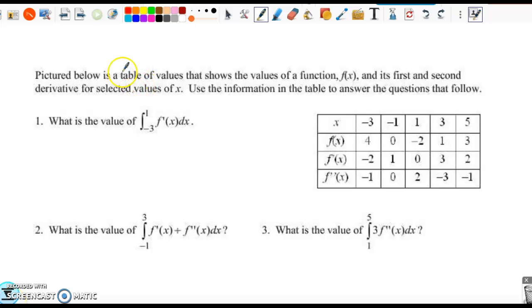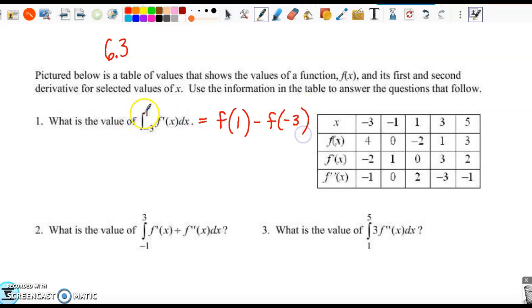So we're going to finish up 6.3 in Calc. And yeah, we're just practicing understanding the fundamental theorem of calculus. It's pretty straightforward: if we're working backwards with the integral, then this must be equal to f of 1 minus f of negative 3.